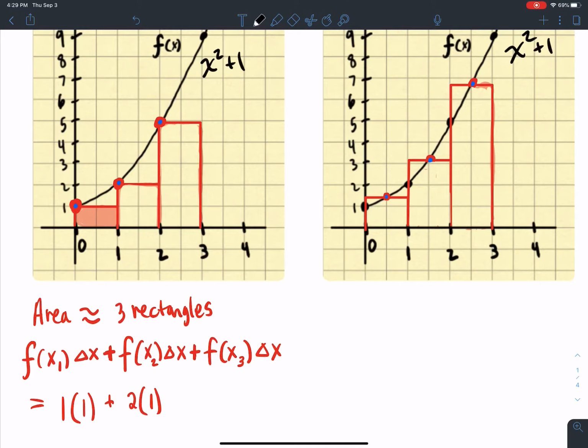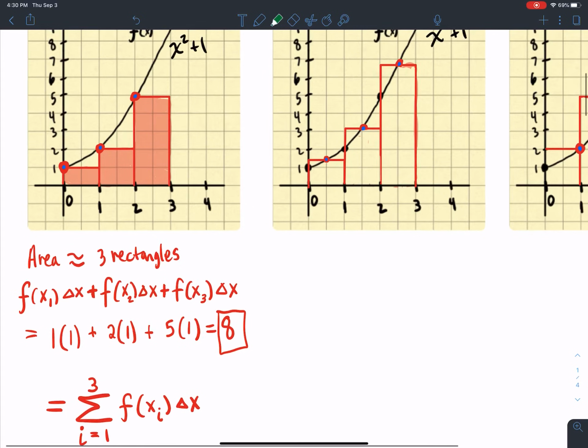The next one, I plug in a 1 in here. I get 1 squared is 1, plus 1 is 2. And so 2 times your delta width of 1 gets you 2. So that second rectangle has this area here, just like where those are corresponding. And the last one, when I plug a 2 in here, I get 2 squared is 4 plus 1 is 5. 5 times 1 is 5. So this area is represented by that rectangle right there. And so when I add that up, 1 plus 2 plus 5, this gets me 8.